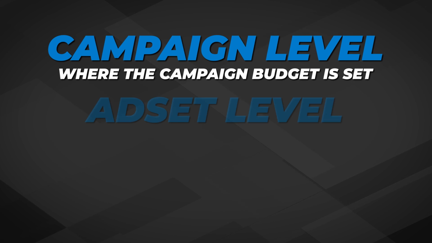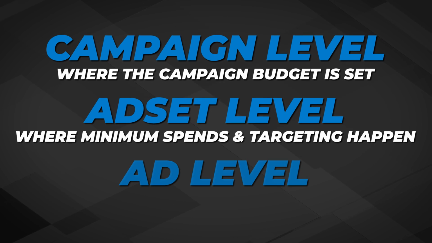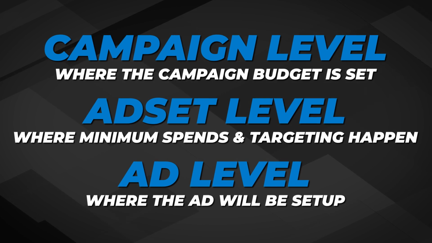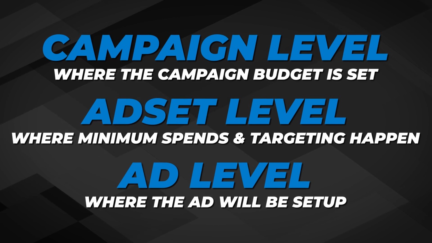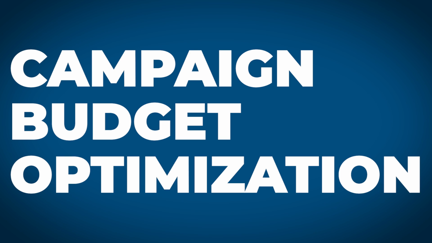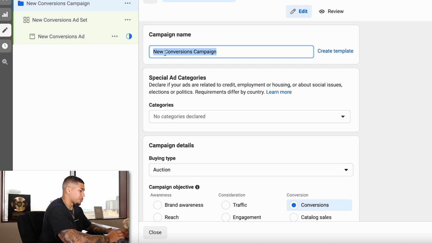Each campaign has the campaign level where the campaign budget will be set. Then you have the ad set level where the minimum spends and targeting will happen. And then lastly, the ad level where the advertisement will be set up. All of these levels go hand in hand with each other and are all under the exact same one campaign. So to set your first campaign up, we're going to start off with a CBO, which stands for campaign budget optimization, like I was referring to earlier. First thing we're going to do is go ahead and name this. We're going to name it cold interest testing.